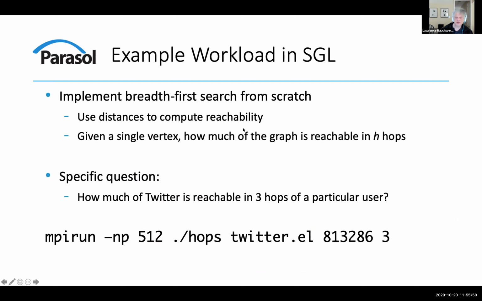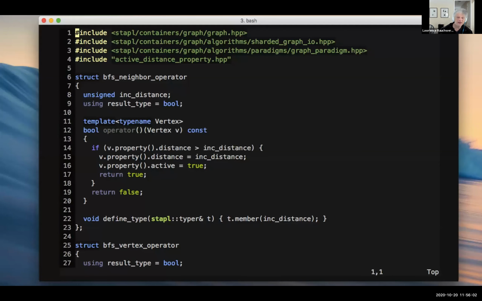BFS, breadth first search from scratch. Use distances to compute reachability: how much of Twitter is reachable in 3 hops? That was hidden in the previous one. So you have to live with a presentation that was not massaged for this workshop, because I saved it in the wrong place.